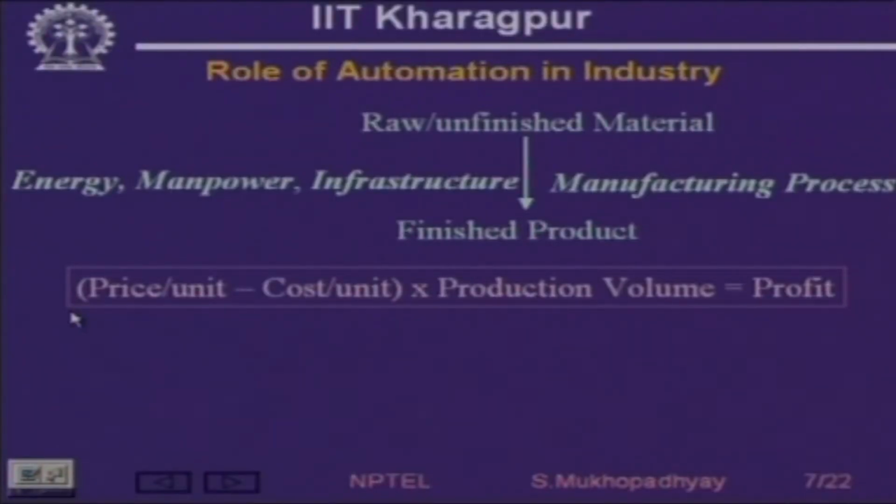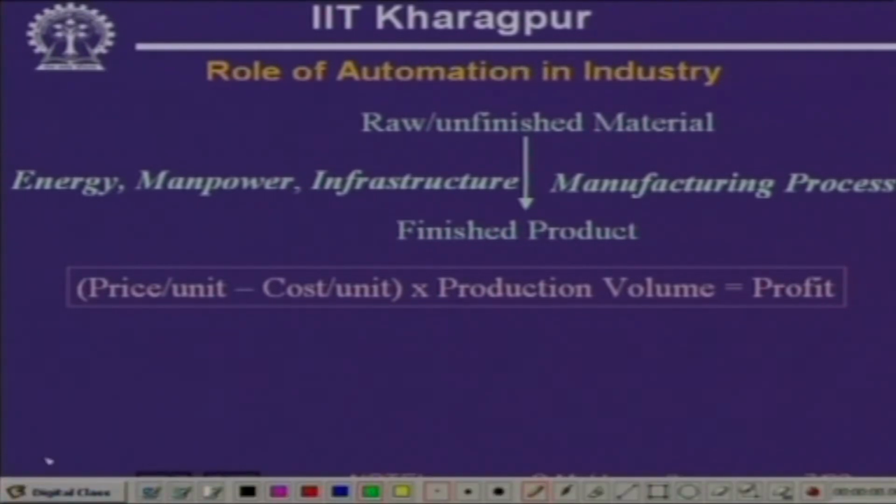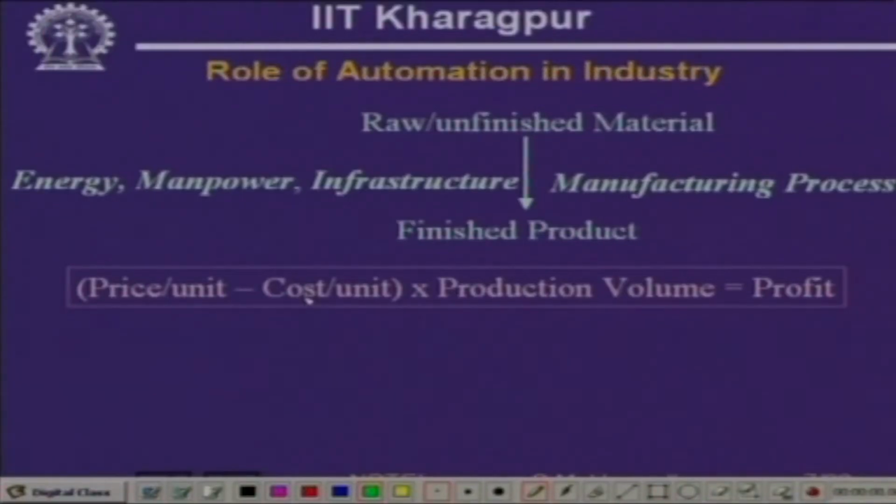So, to make that point, let us define a very simple equation, which says that profit is price per unit minus cost per unit, into production volume. Here we are assuming that whatever you produce you can sell. So, over a given time, assuming that you can sell whatever you produce, this is going to be the profit. From this equation, which is very simple, you can easily understand what will increase profit.